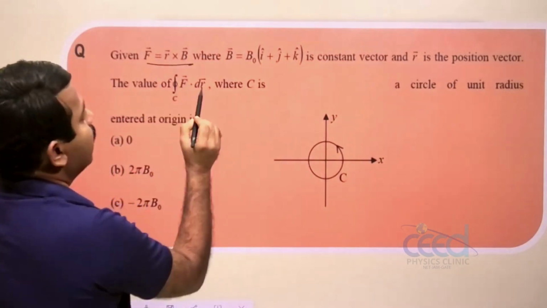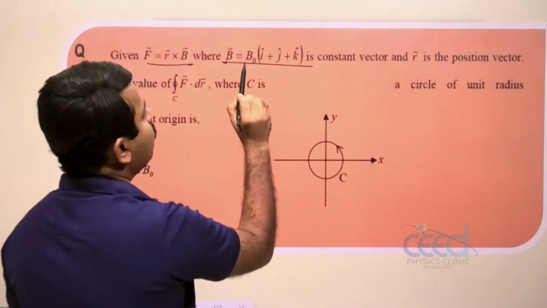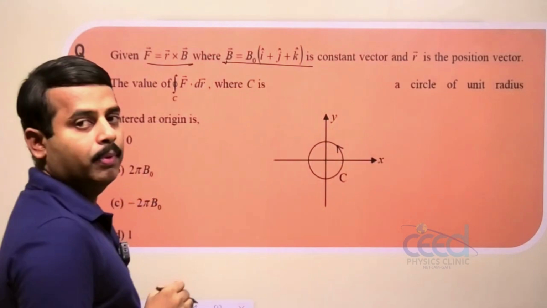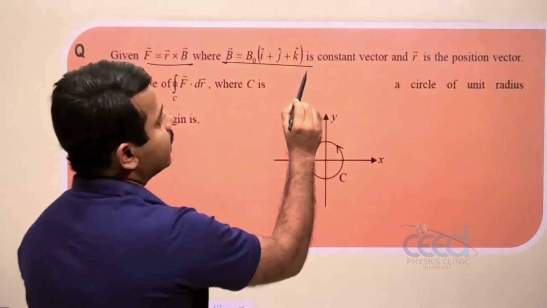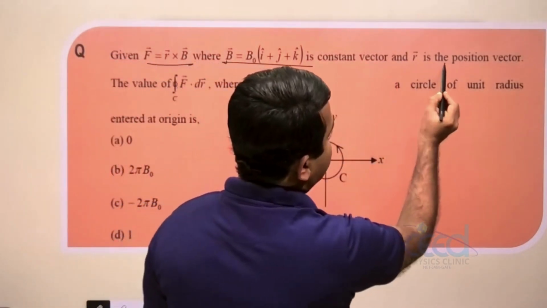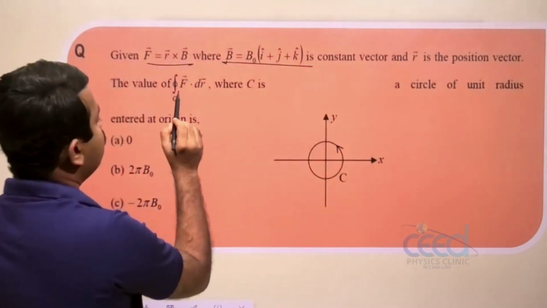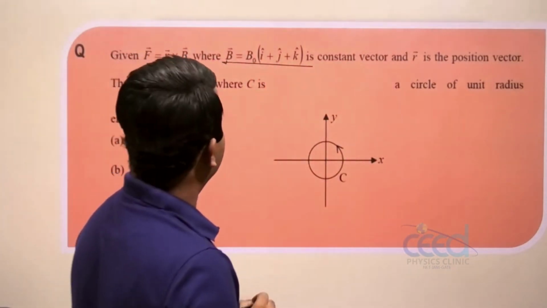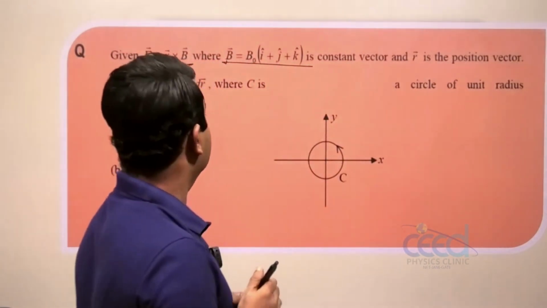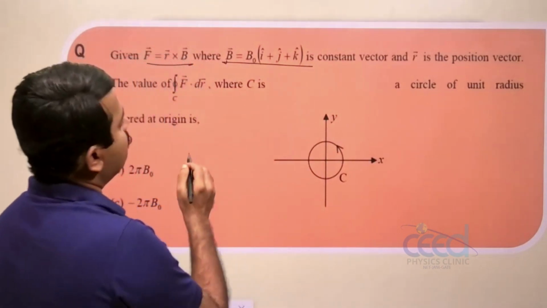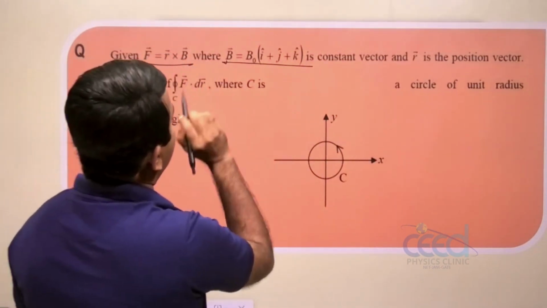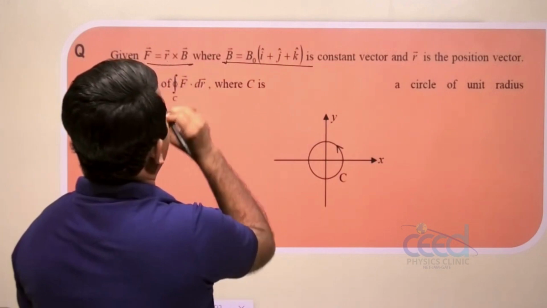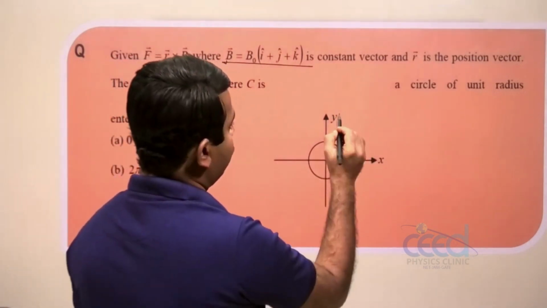r cross b, and b is equal to b0 into (i cap plus j cap plus k cap), is a constant vector and r is the position vector. The value of the curved integral of f dot dr is required. Then first you find this r cross b, right? F we want to find.